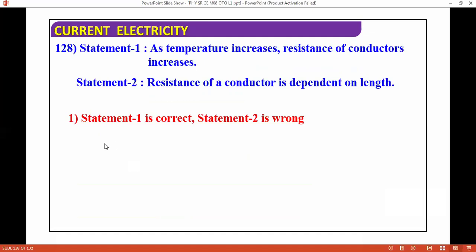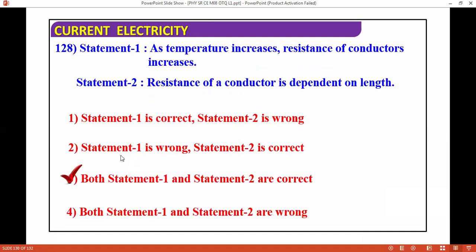As temperature increases, the resistance of a conductor increases. I don't know this one. I don't know this question.